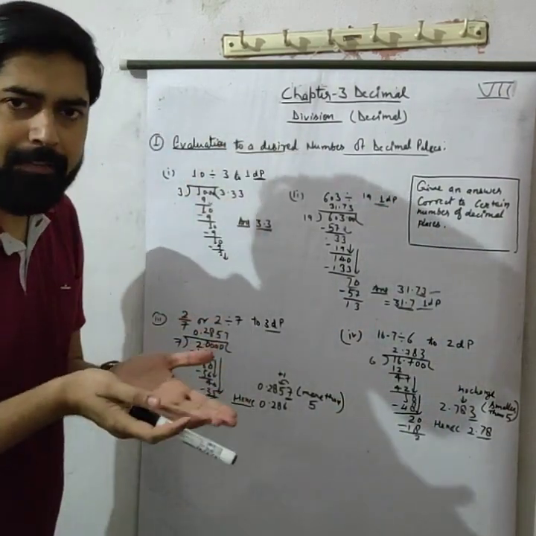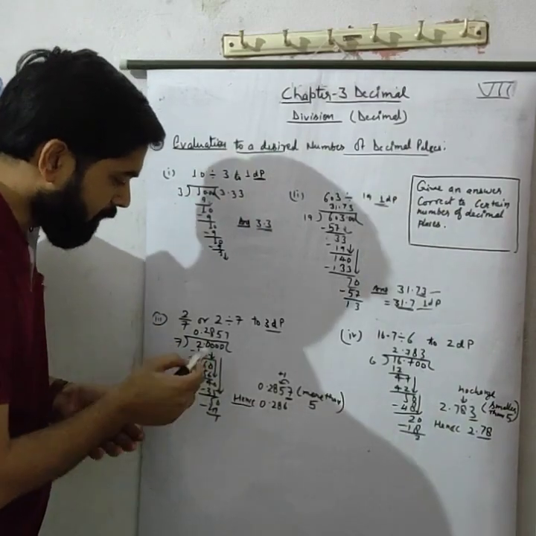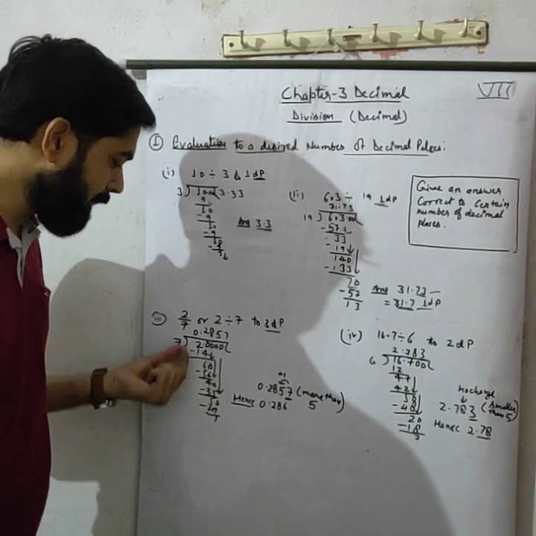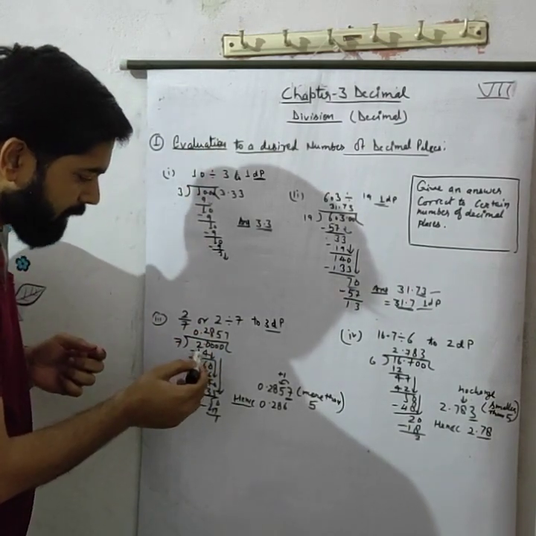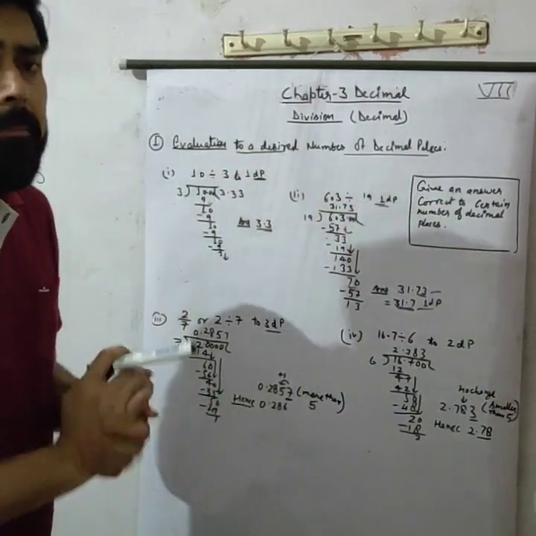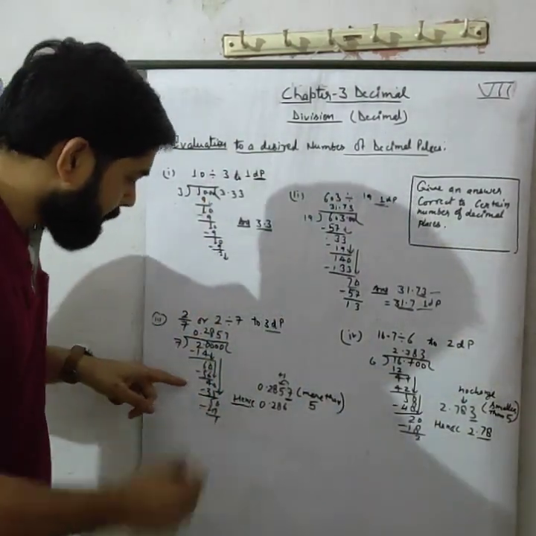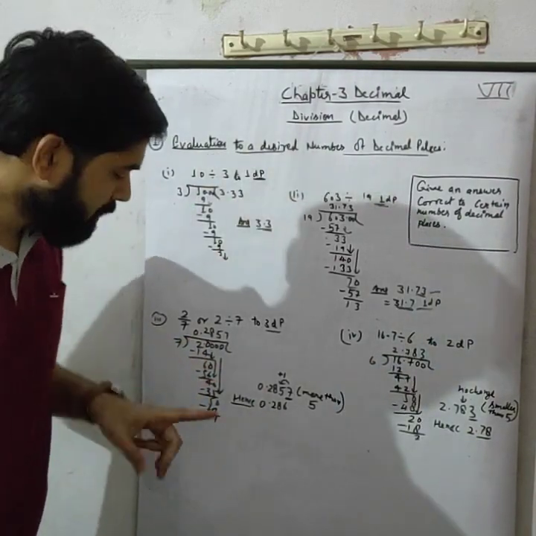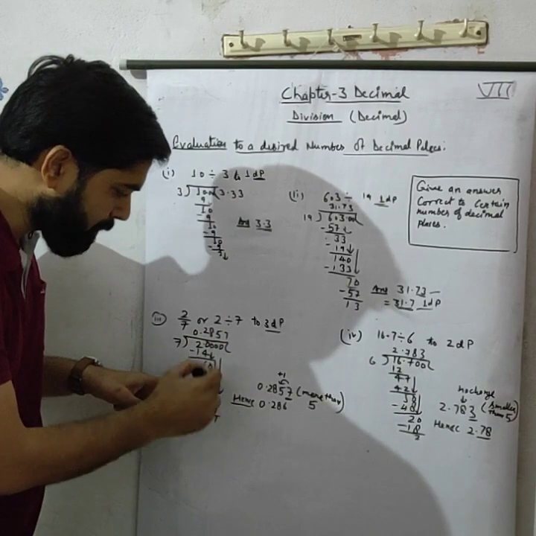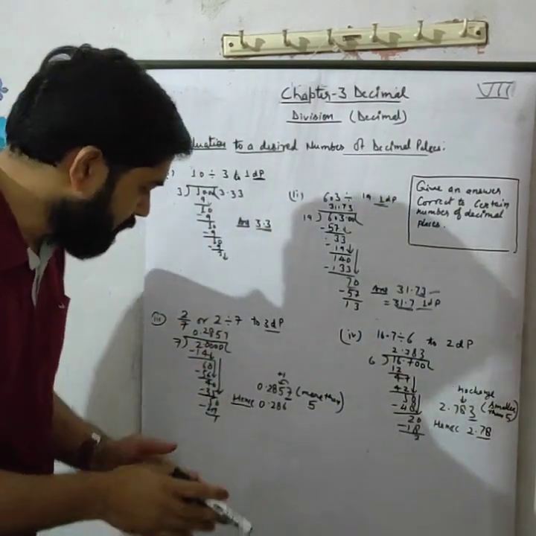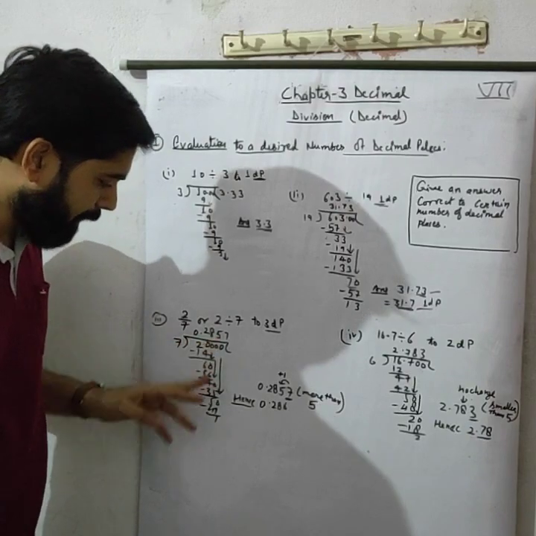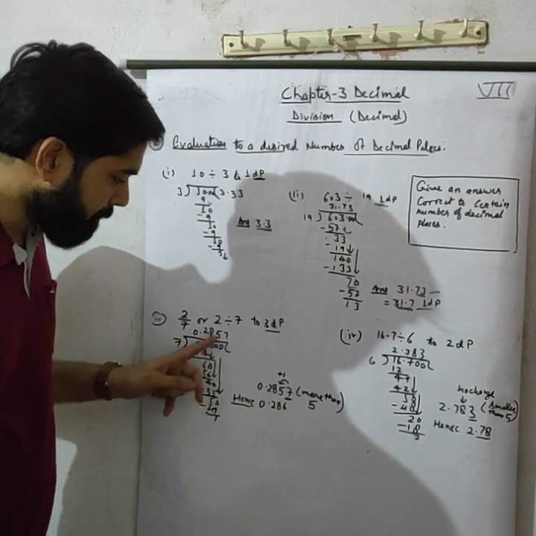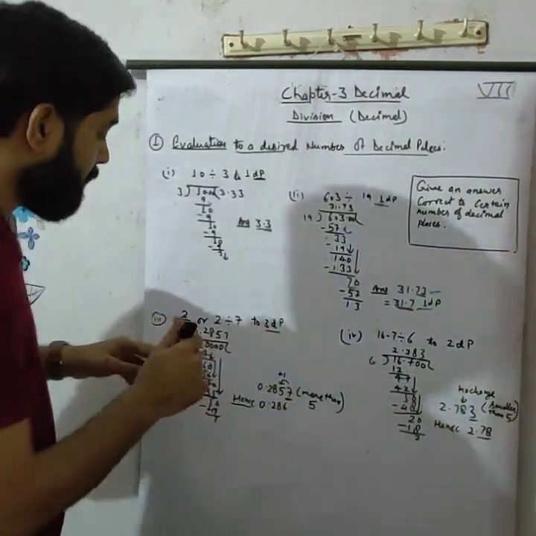Look here, 2 is less than 7, so we need a digit. Which one? 0. So we take the 0, and now it is 20. Then 7 2s are 14. Subtraction gives 6. We add a 0 again because 6 is less than 7. So 7 8s are 56. After subtraction, 4. Again we write a 0 because we need it. So 40, then 7 5s are 35. Subtraction gives 5, and then a 0 is left. Don't stop here now.